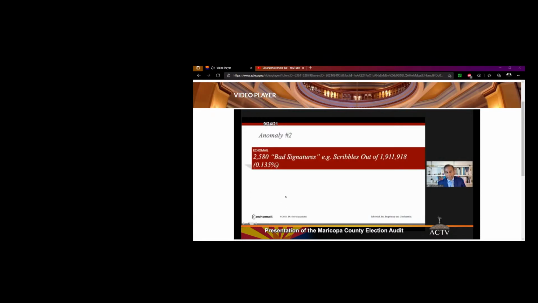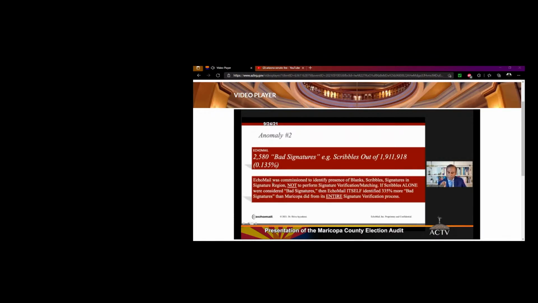Okay. In our case, we discovered 2,480 bad signatures, scribbles. Again, very low tolerance, which is 0.135%. And just to state it again, we were commissioned to identify the presence of blank scribbles and signatures, not to perform signature verification. So scribbles alone were considered bad signatures, and EchoMail itself identified 335% more bad signatures than Maricopa did from its entire signature verification process. Okay, a very important point here.